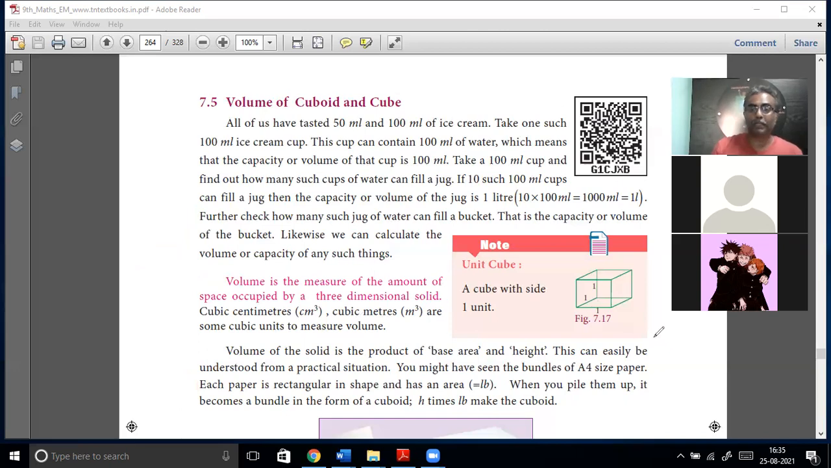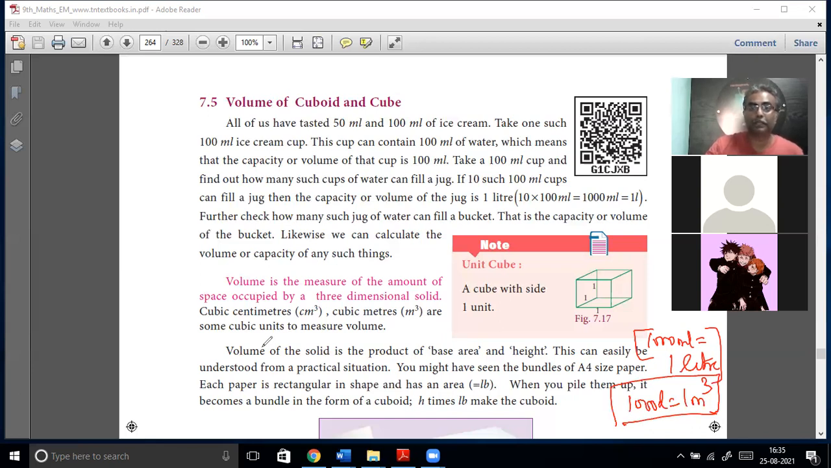Now one thing: 1000 ml equal to 1 liter. You should know this. Sometimes they'll ask problems like that. Then 1000 liter equal to 1 meter cubed. That is also something you should know. These are things you should know, so note that down. 1000 ml equal to 1 liter. The same way, 1000 liter equal to 1 meter cube.